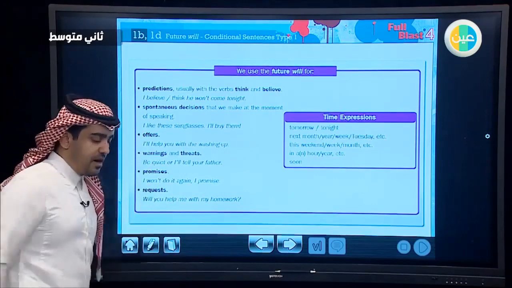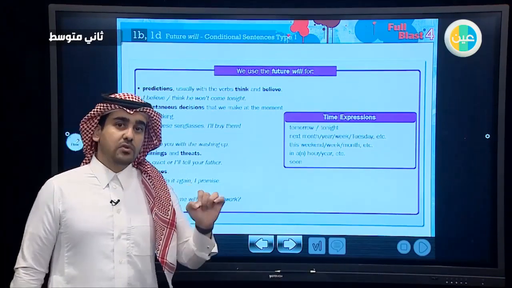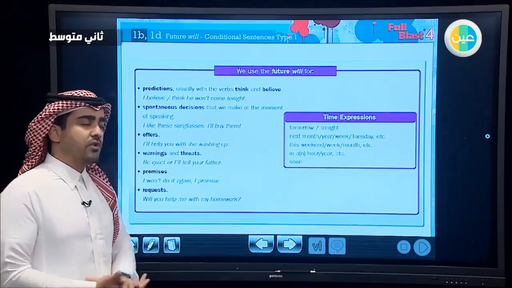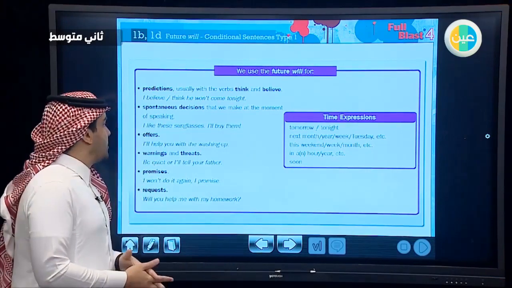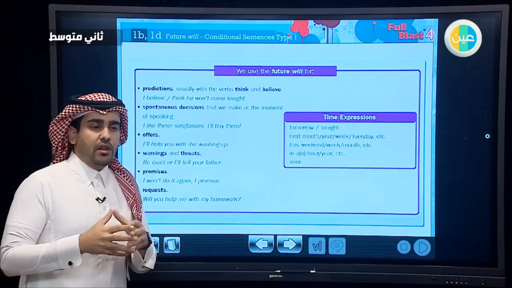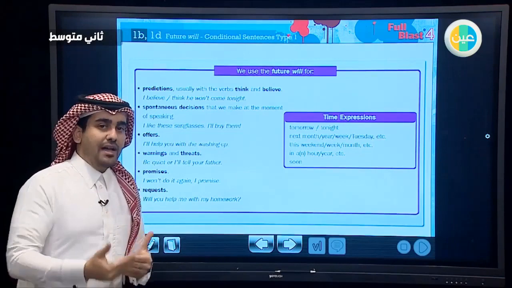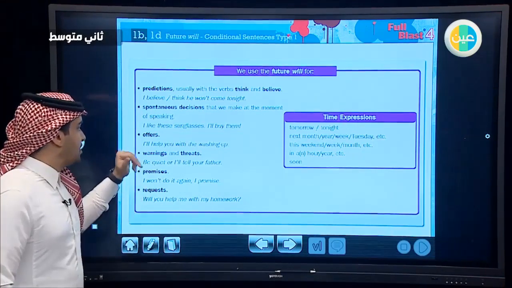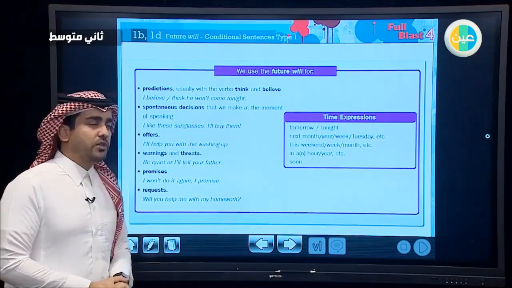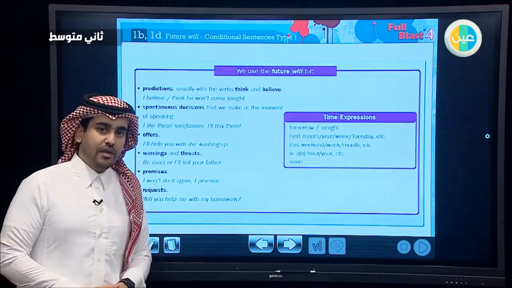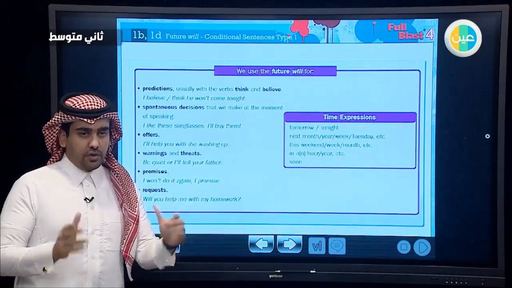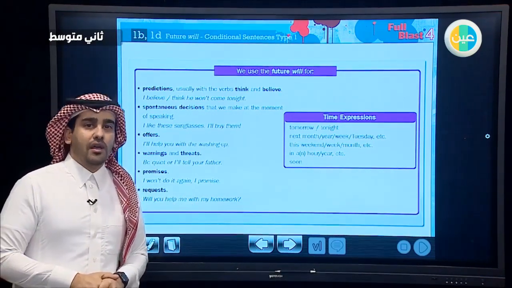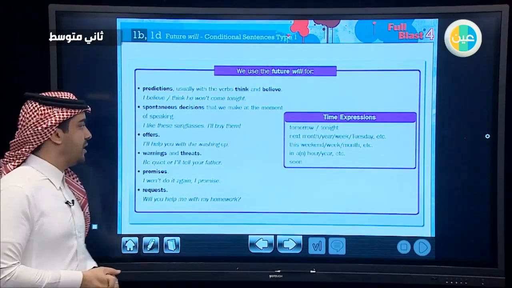So the next part or the next point for using future with will is for offers. Okay, so we use it with offers اللي هي العرض أو إنك تعرض مساعدة أو تعرض خدمة معينة. For example, I will help you with the washing up. Okay, I will help you with the washing up. In the short form, we say I'll help you. Okay, I'll help you with the washing up.